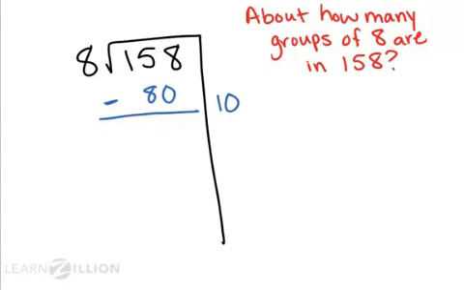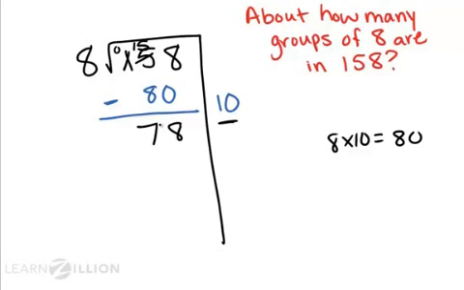I like to use multiples of 10 because I know those multiples really well. I know that 8 times 10 is equal to 80. So I think there are at least 10 groups of 8 in the number 158. So I say 10 times 8 is equal to 80, and then I do the subtraction to see that once I regroup, I have 78 remaining.